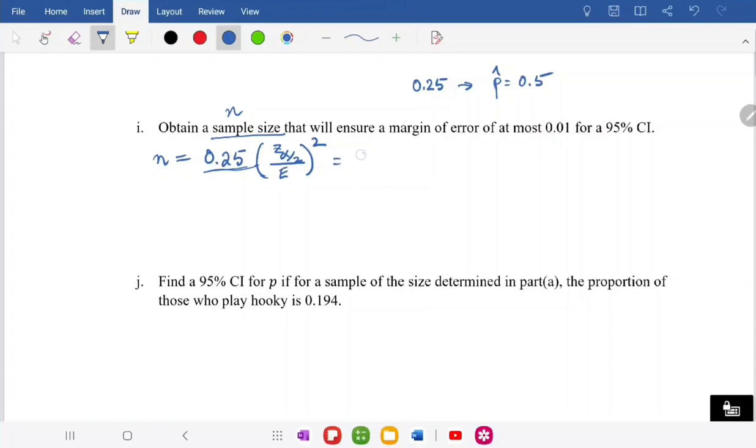n equals 0.25 times, now z of alpha by 2. What is alpha by 2? It says here 95% confidence interval. That makes the alpha value 0.05, right? And alpha by 2 would be 0.025. Okay, so z of 0.025, just a second, let me erase this.